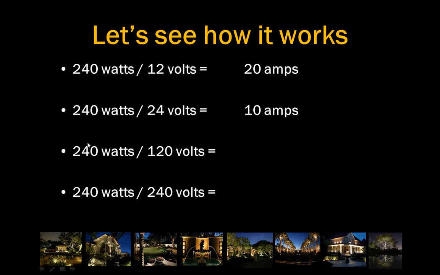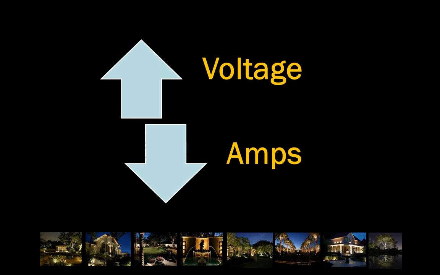Now, if I were to take the 240 watts and put it on a 120-volt system, so the same wire, the voltage that you're running through your house, I'm only pulling 2 amps. And if I get a 240 volt, I'm only pulling 1. So as you can see, the higher the voltage, the lower the amps.